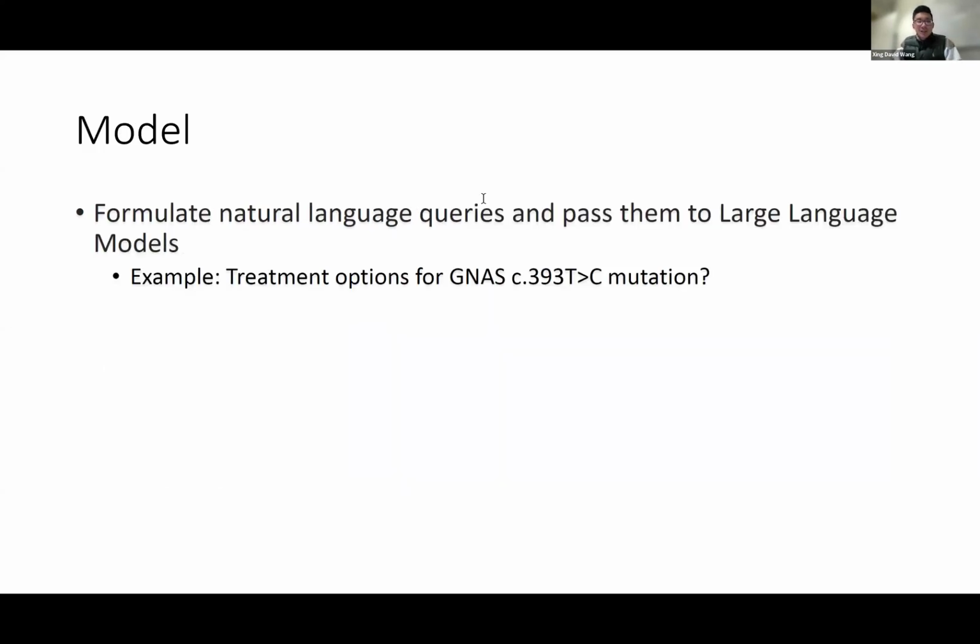What we are using are large language models, and we are using them in a natural way. We just use natural language queries and ask them questions. A really simple question could look like this, where you just input into ChatGPT: what are treatment options for a GNAS R201 mutation?